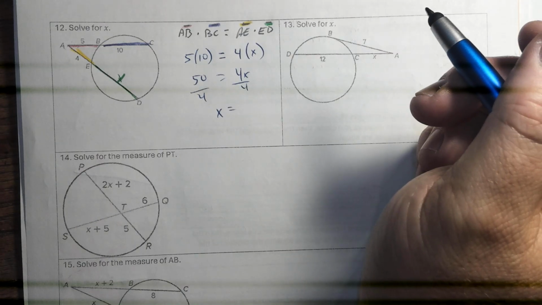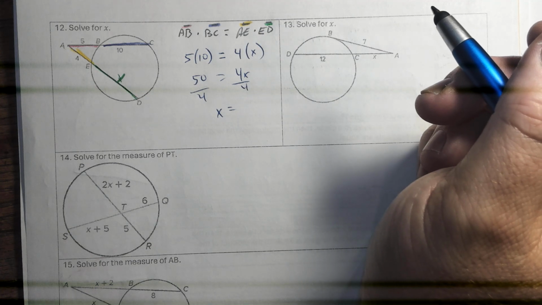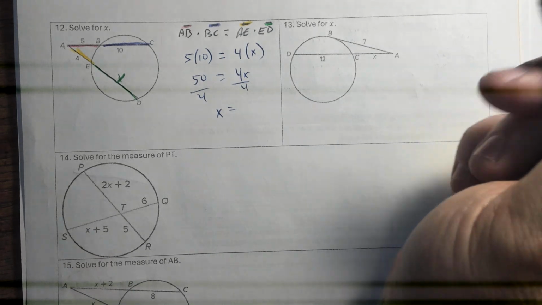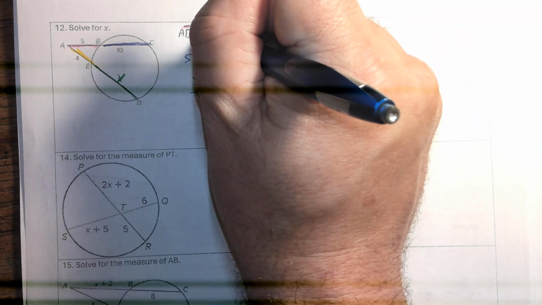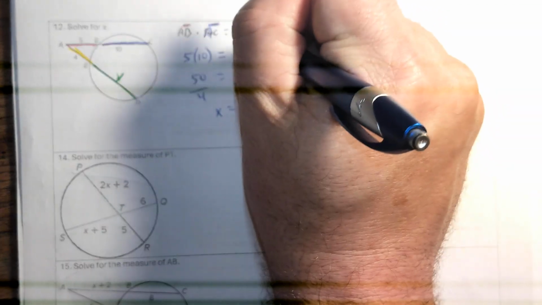What in the world? What did I do? Okay. All right. Actually, yes. Messed it up here. So it's AC and AD.